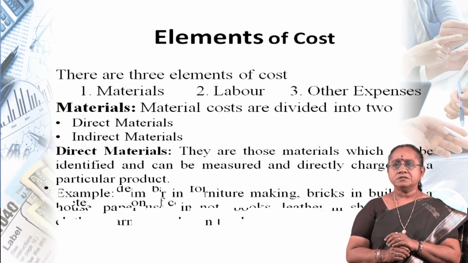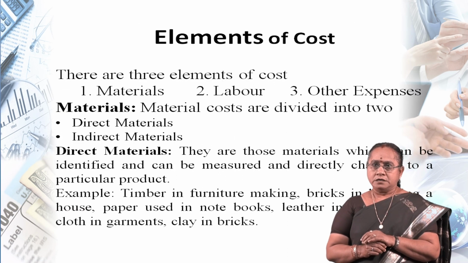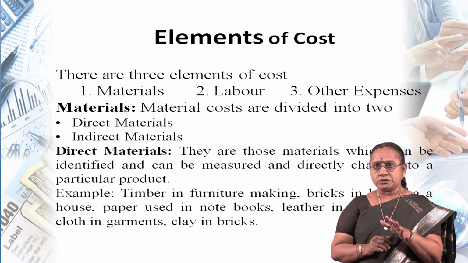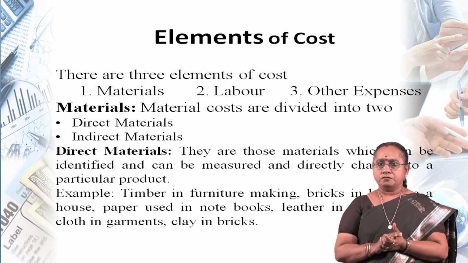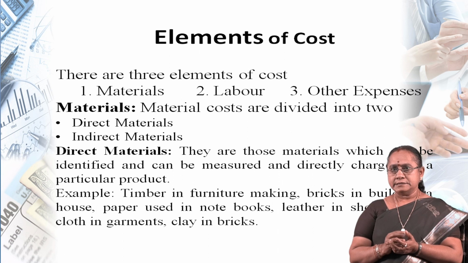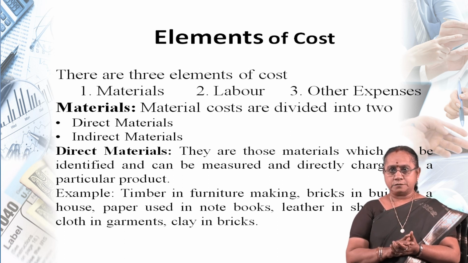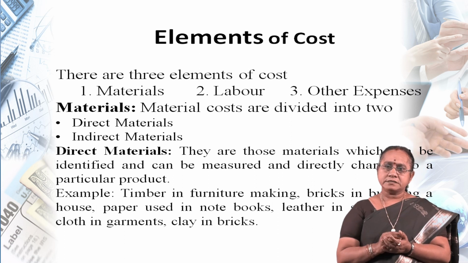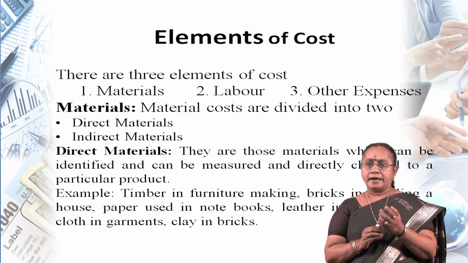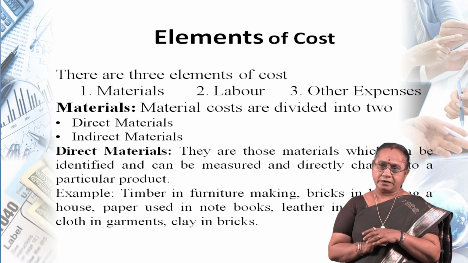Now we come to the elements of cost. In the production or manufacture of a product, the major elements are materials, labor and other expenses. First of all, materials. This material cost may be classified as direct materials and indirect materials.